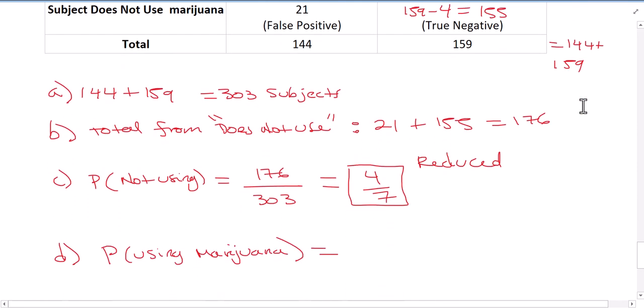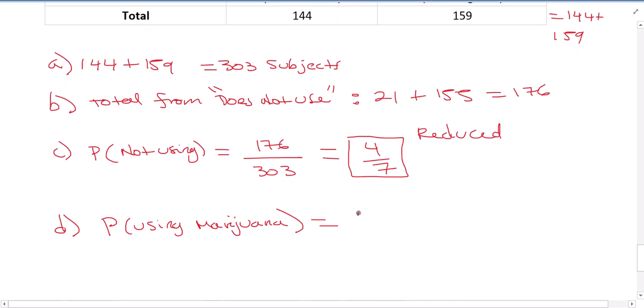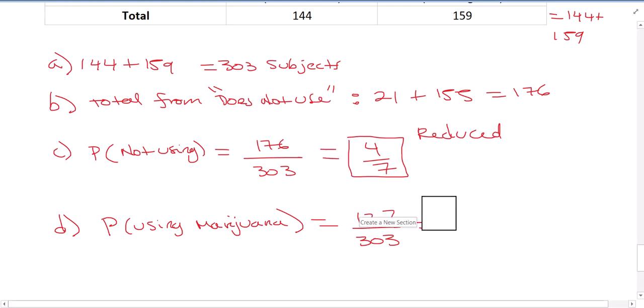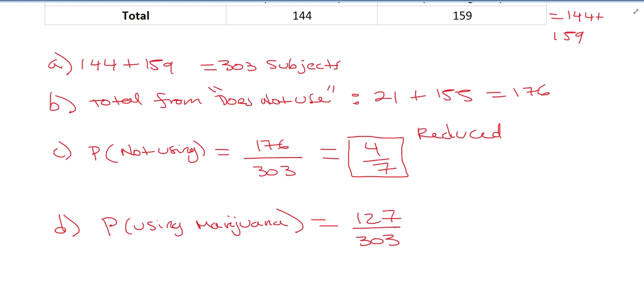So it will be 127 out of the same total, 303. Let's reduce that if we can. But in this case, we can't because 127 is a prime number. The only factors of 127, or of any prime number, are 1 and itself. So it doesn't reduce unless 127 goes into 303, which it doesn't. So that's as far as you can go with reducing this fraction.